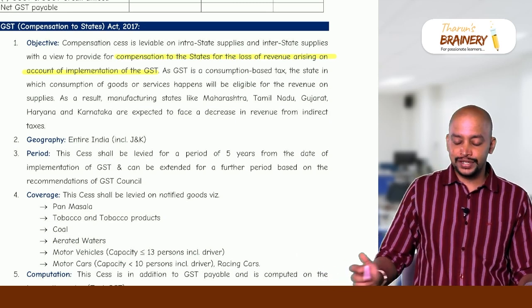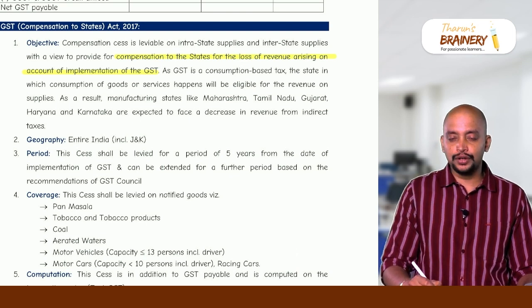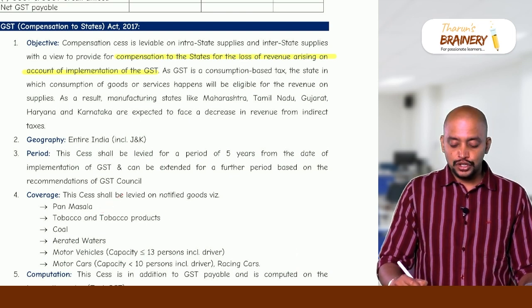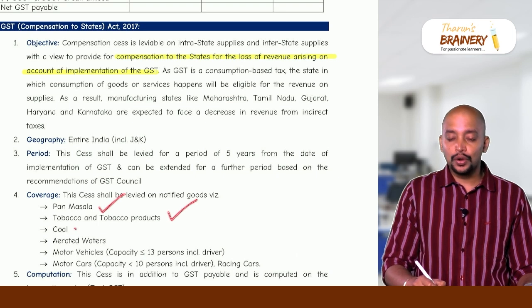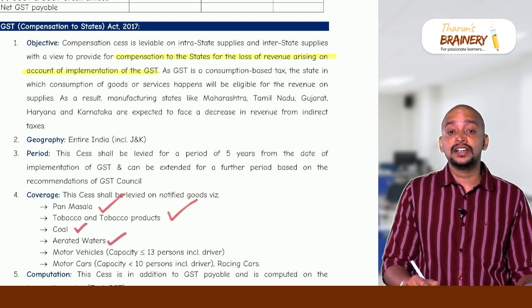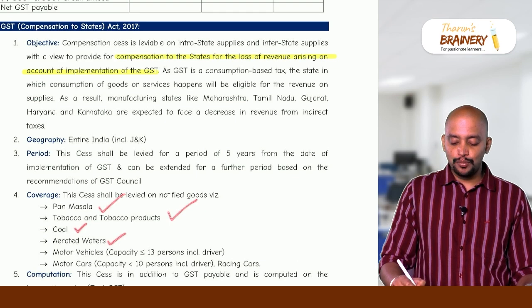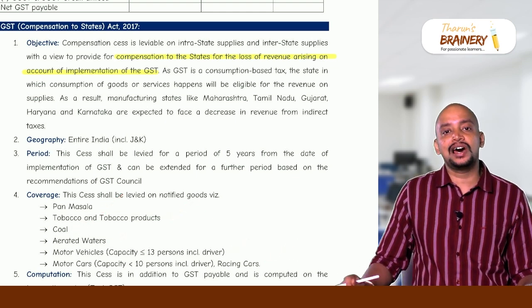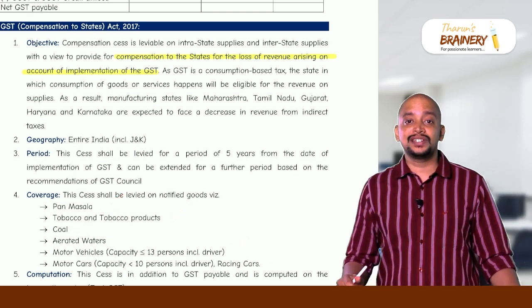Only notified goods. So you can see the list of notified goods: pan masala, tobacco and tobacco products, coal, aerated waters. What is it? Aerated waters? All sodas, Pepsi, Coke, 7-Up. So these aerated waters. Motor vehicles and motor cars. On that also there is compensation cess.